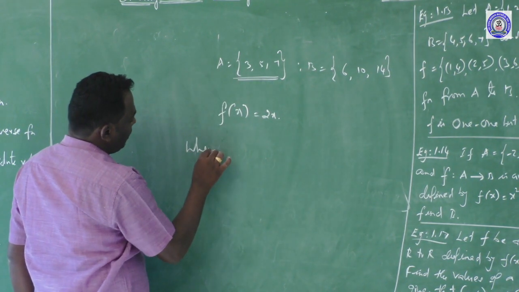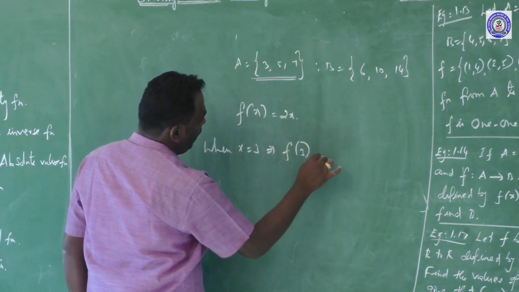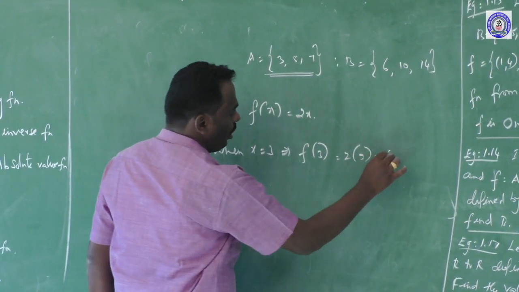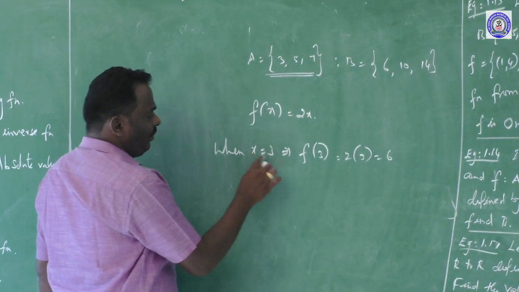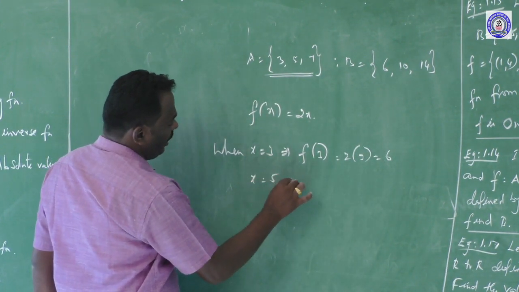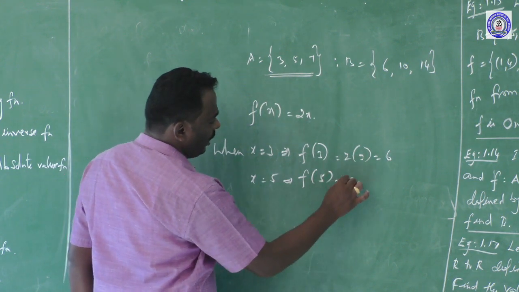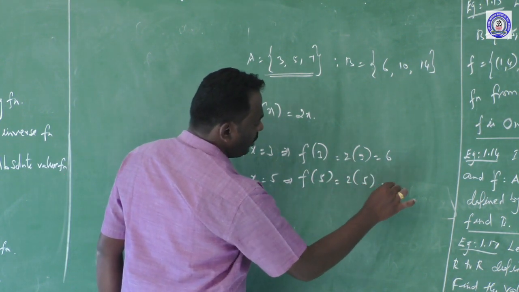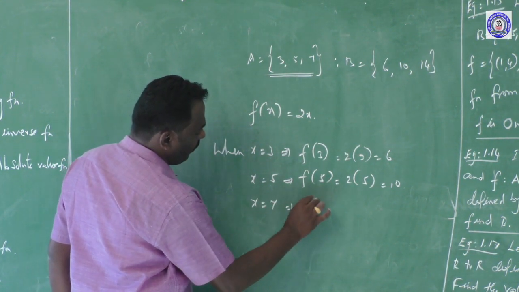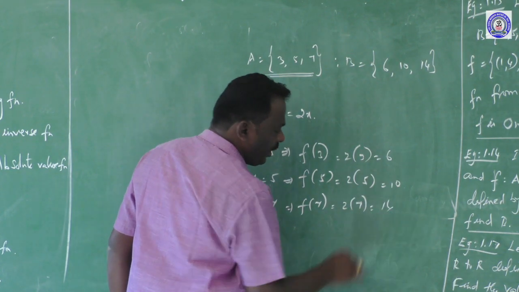Therefore, when x is equal to 3, that implies the function value f(3) is equal to 2 into 3, that is equal to 6. Then x is equal to 5 implies f(5) is equal to 2 into 5, that is equal to 10. Then x is equal to 7 implies f(7) is equal to 2 into 7, that is equal to 14.